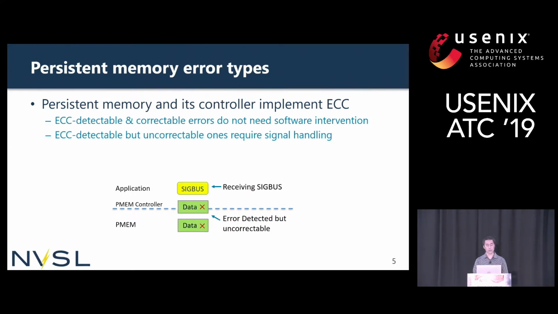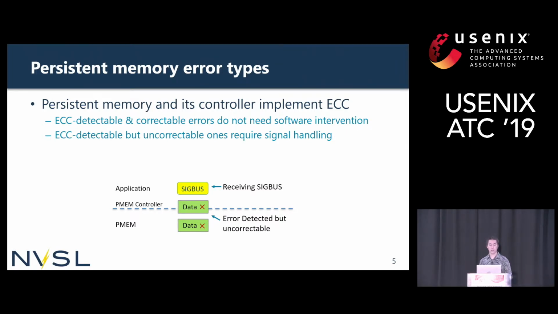If the error is detectable but not correctable by the ECC algorithm, the memory controller will raise the exception to the operating system, and the operating system isolates the page containing the error and sends a SIGBUS to the application to notify it. Many applications are not ready to handle SIGBUS, especially from persistent memory. The consequence is that many of them will crash, and they will lose data caused by the error.